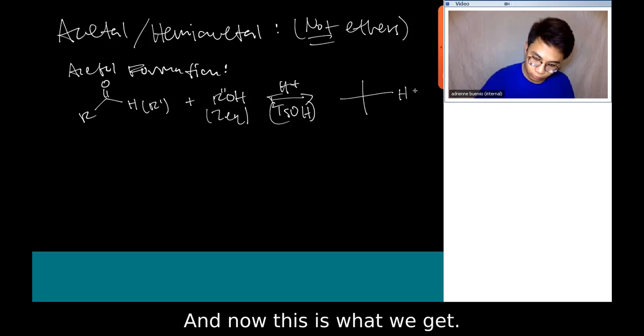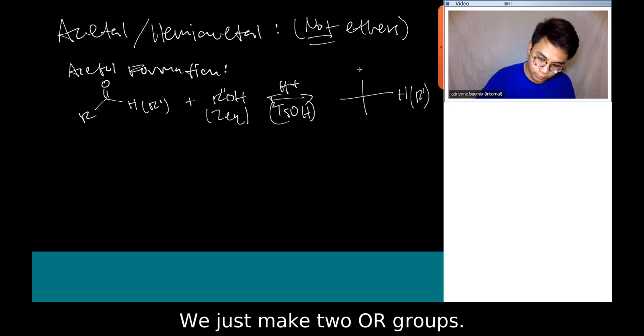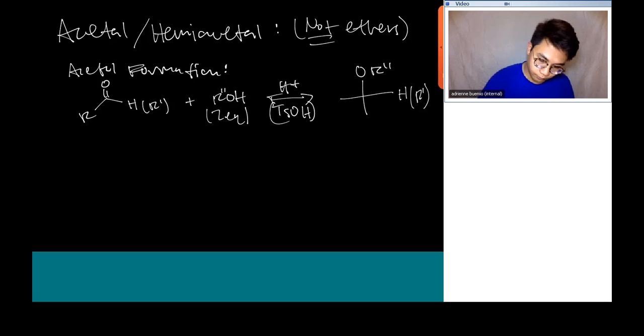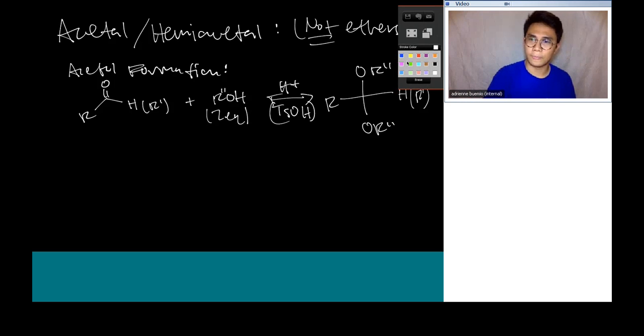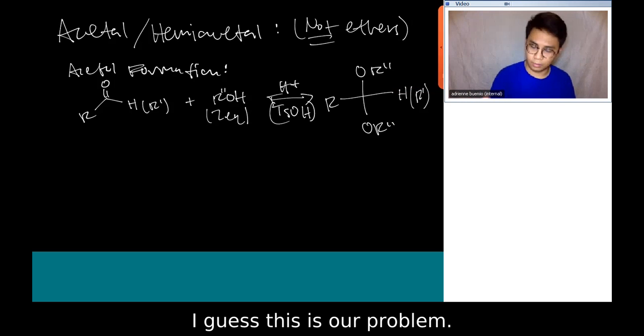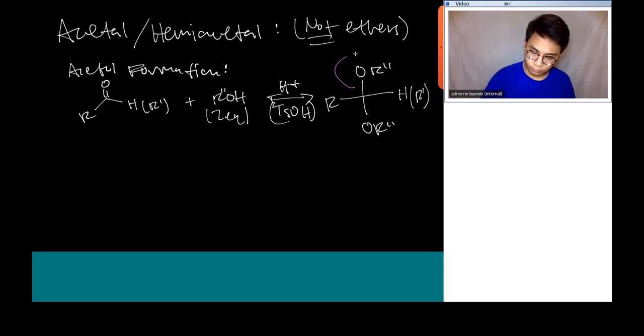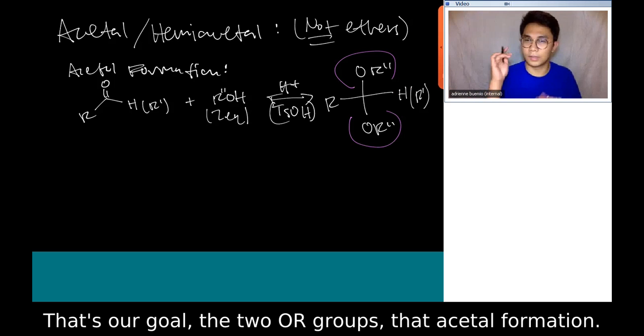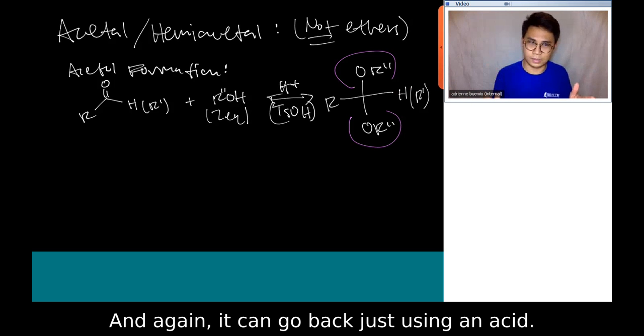And now this is what we get, right? We just make two OR groups, right? So I guess this is our, right, that's our goal. The two OR groups, the acetal formation. And again, it can go back, right? Just using an acid.